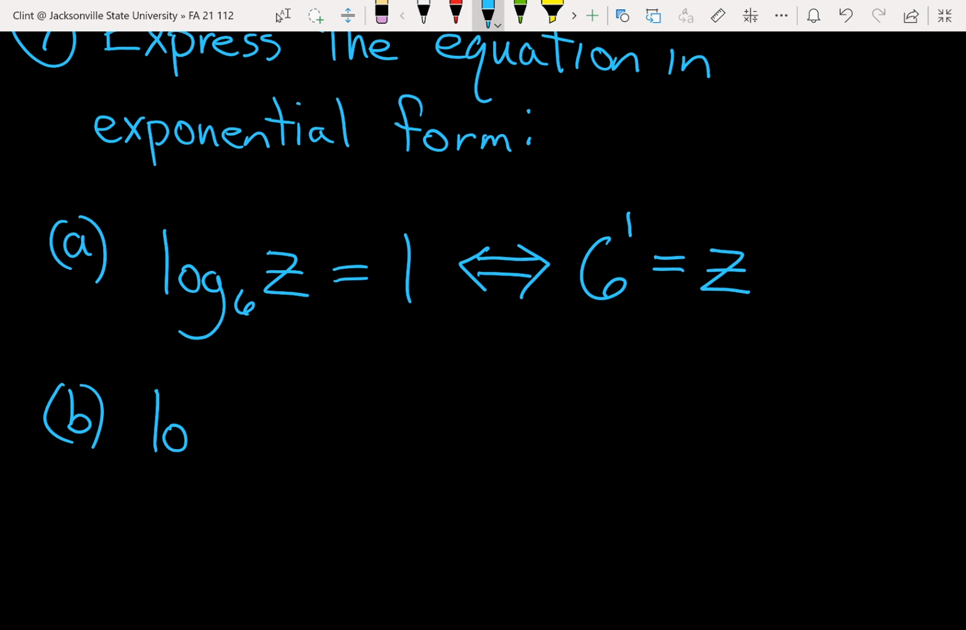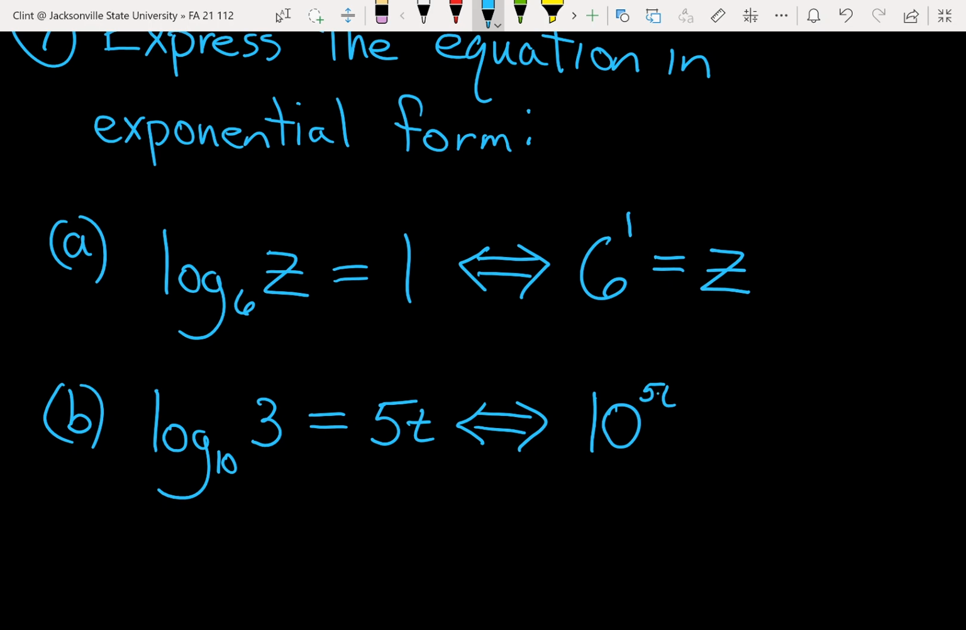B is log base 10 of 3 equals 5t. We want to put that in exponential form. On this one, our base is 10. It's going to be to the 5t power. And that equals 3. And nothing to solve on these. We're just changing the form of the equation.